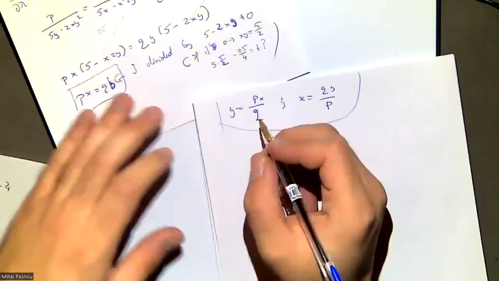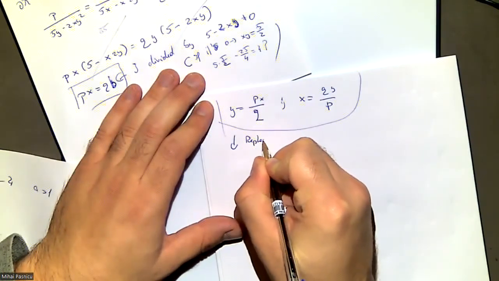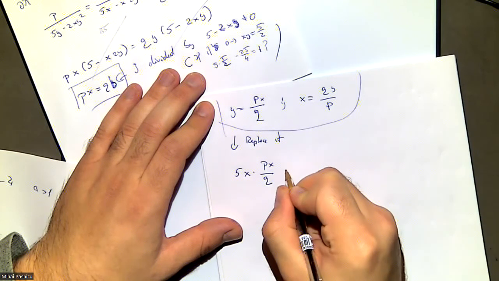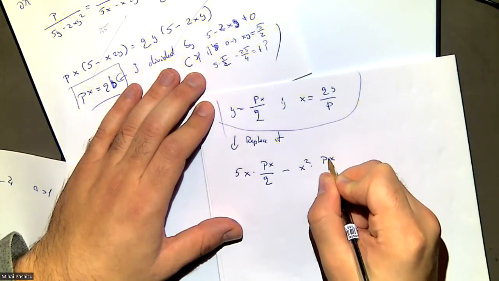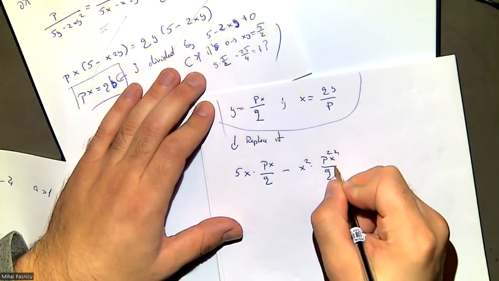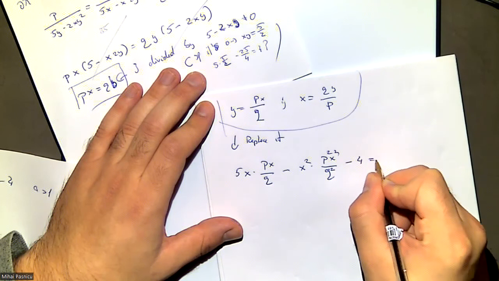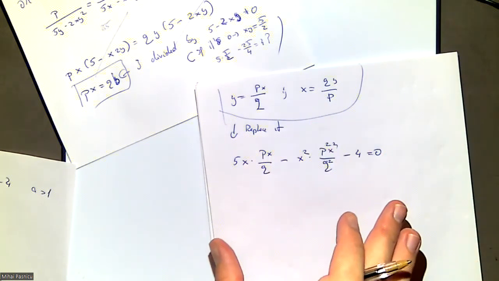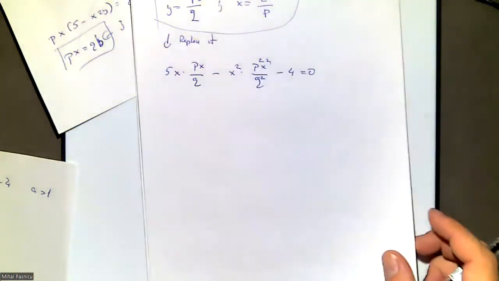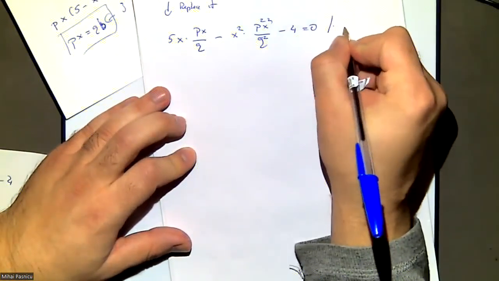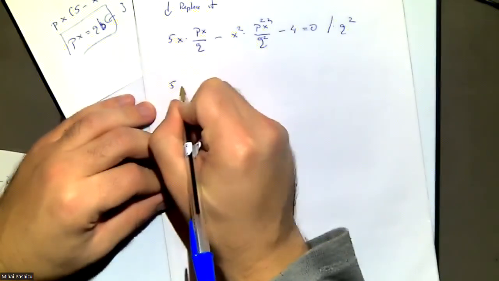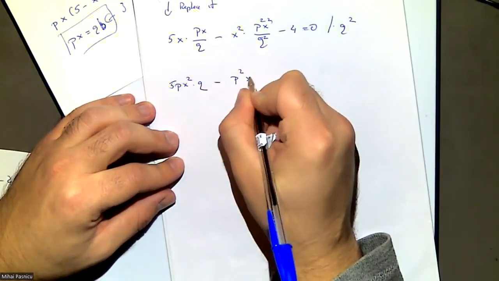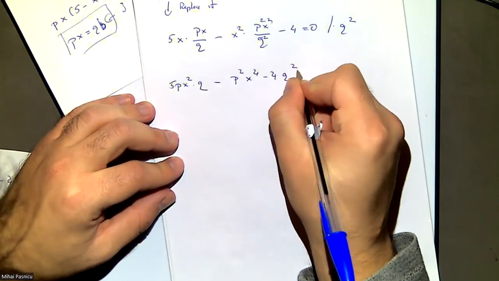So let's just get y, and replace it in the budget constraint. And I get 5x times px over q minus x squared, px over q, everything squared, minus 4 is equal to 0. This procedure is pretty standard. Get one in terms of the other, replace in the budget constraint, and we work it out from there. What do we get? I'm going to multiply this whole thing by q squared. So you get 5px squared times q minus p squared x to the 4th minus 4q squared is equal to 0.